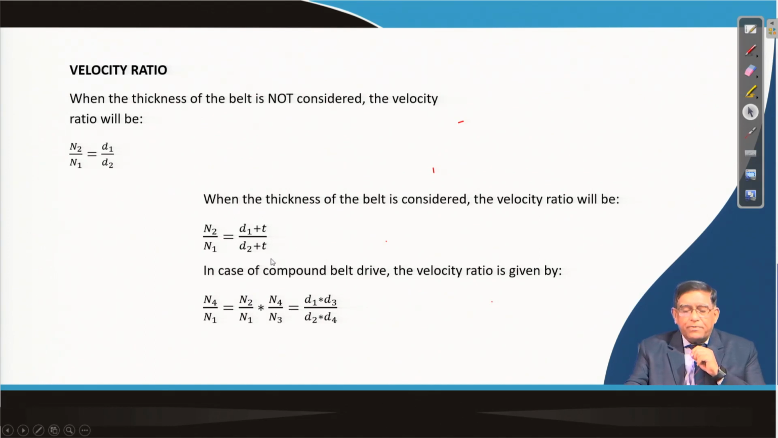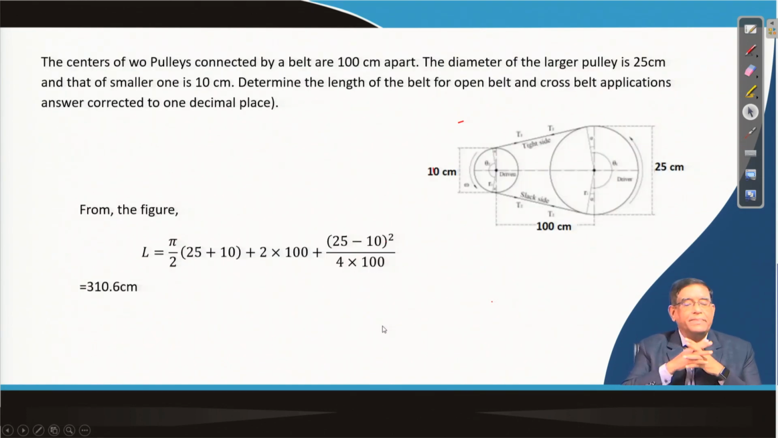So, if you are having a compound belt drive, with a number of pulleys or drives, then they will just go on multiplying. So, if 4 pulleys are there, the ratio of the final driven and the initial driver will be given by the multiplication of these ratios. These are simple calculations.